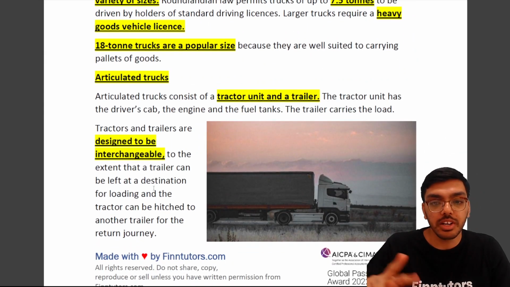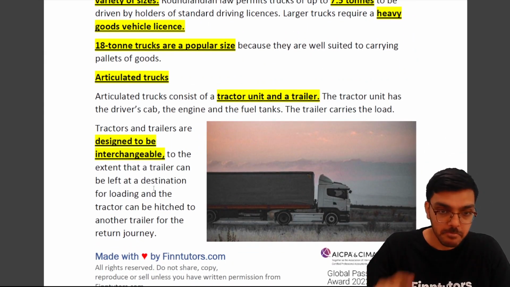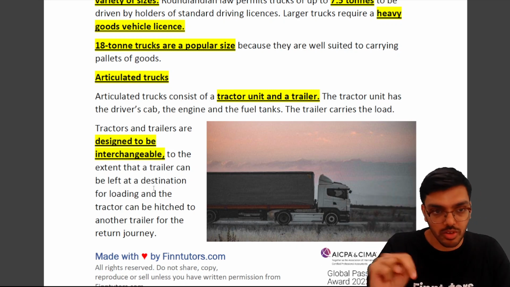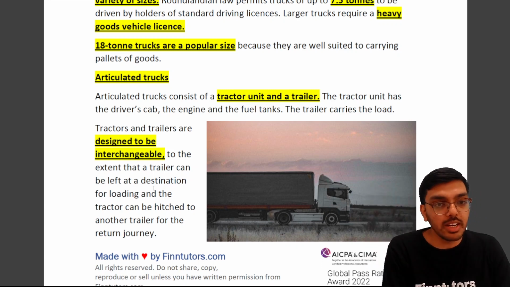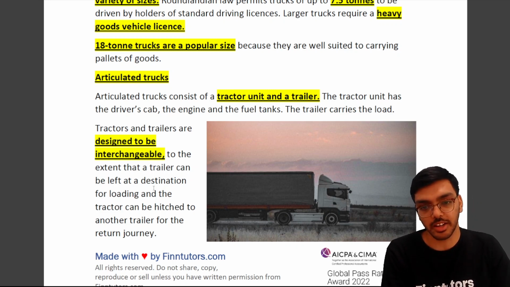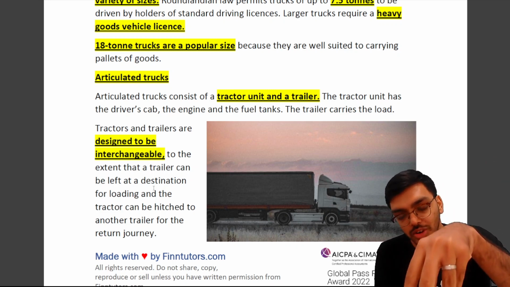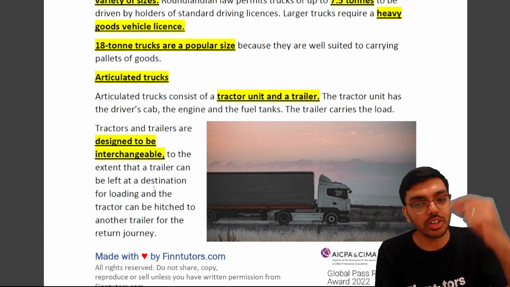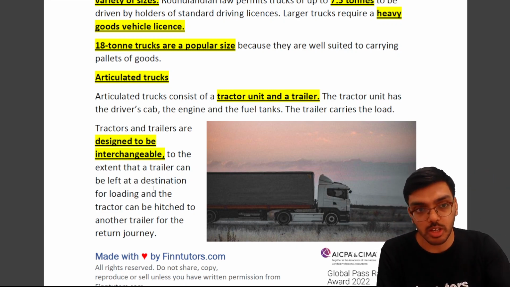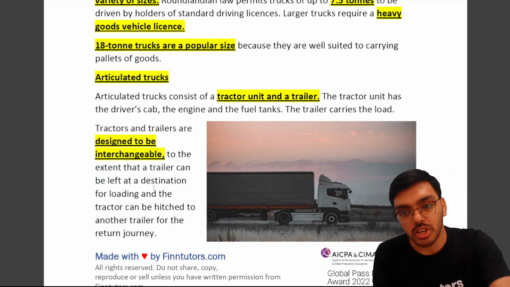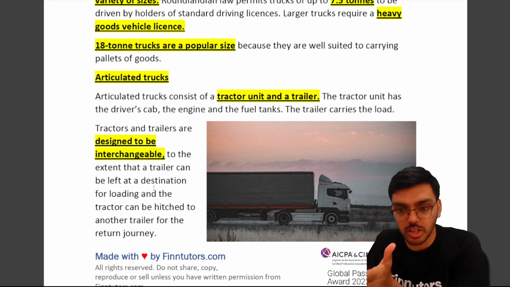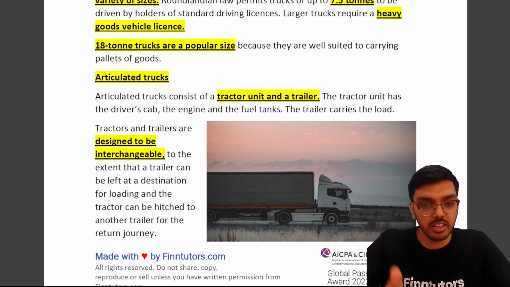Next, we have articulated trucks. So rigid trucks and articulated trucks are different. Articulated trucks consist of a tractor unit and a trailer. A separate trailer is attached to the tractor unit. That's called an articulated truck. The image is in front of you. You'll see the tractor unit ahead, and behind it the trailer is attached.